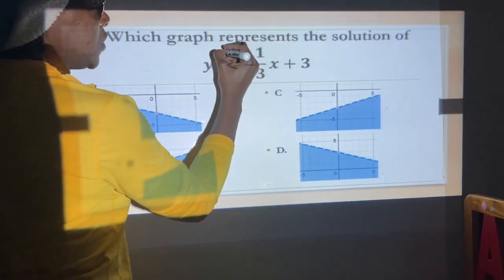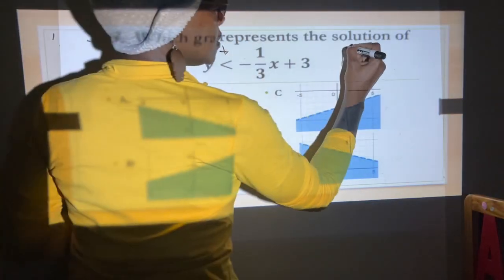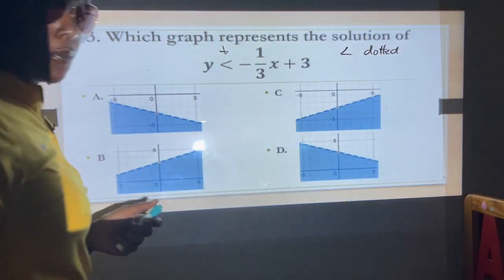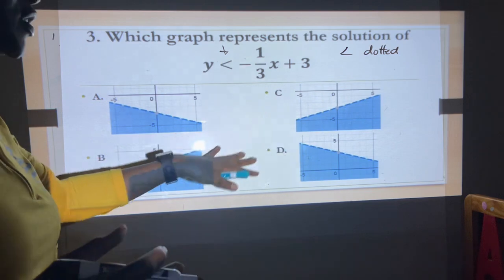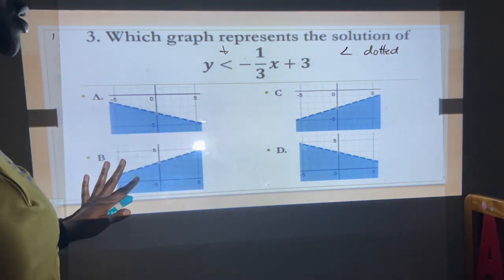First, we have a less than symbol. That means that the line needs to be dotted. So that's one of the first things that you can look for, because we know that does not include the solutions. Okay, are all of the lines dotted? Yeah, I can't eliminate any answer choices.